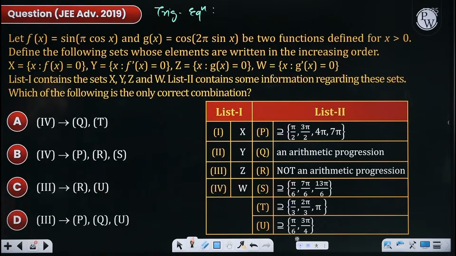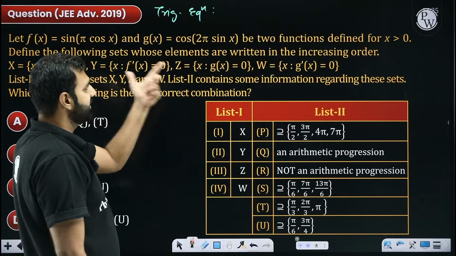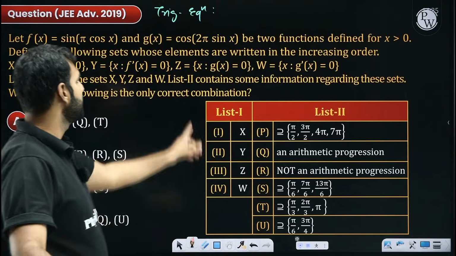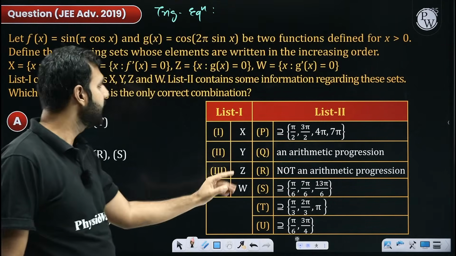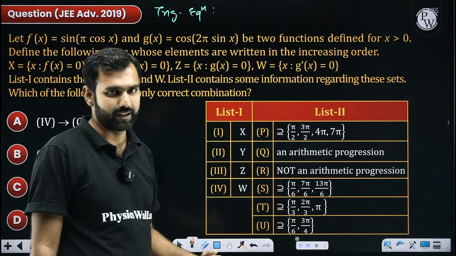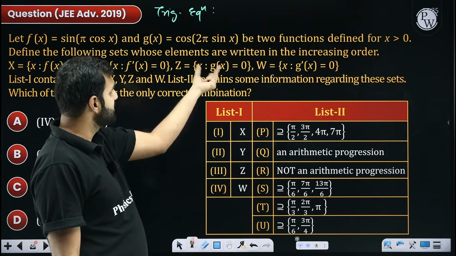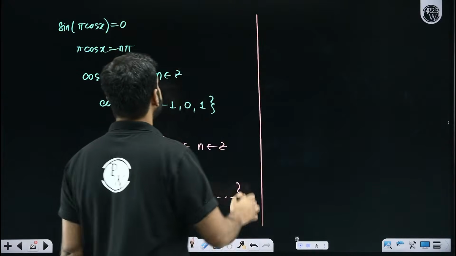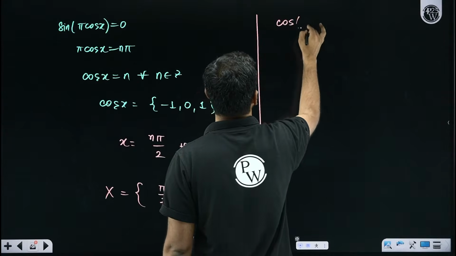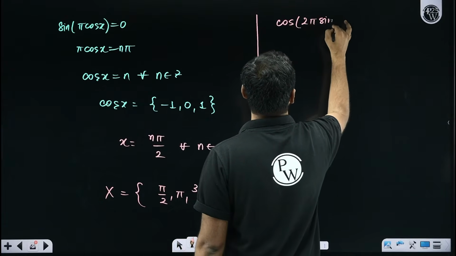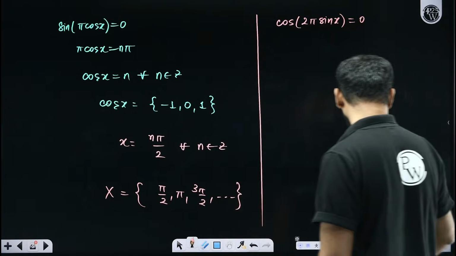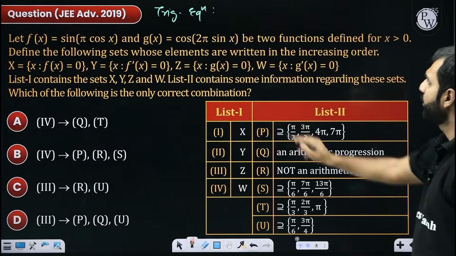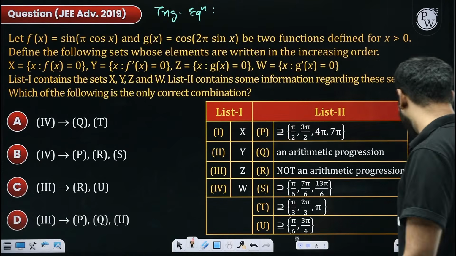Now, capital Y is the next set where f dash x is 0. I'll come to that part, but shall I talk about this set Z first? Then I'll come to f dash x and g dash x later. But let's talk about this g(x). What is g(x)? Cos of 2 pi sin x. And this g(x) should be 0 for the set Z.